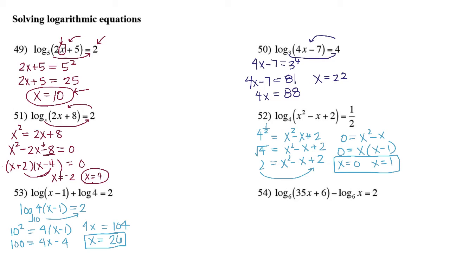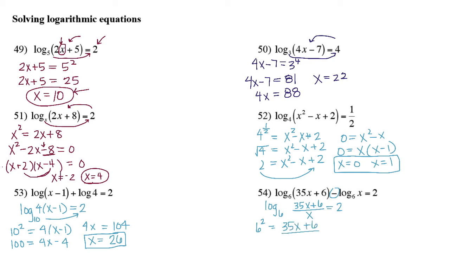Right, for this one, it's going to be very similar to the previous example. We will be condensing that with division because I have subtraction here. So log base 6 of (35x + 6) all over x equals 2. And again, with our process, we're going to say 6 raised to the second power equals (35x + 6) all over x.